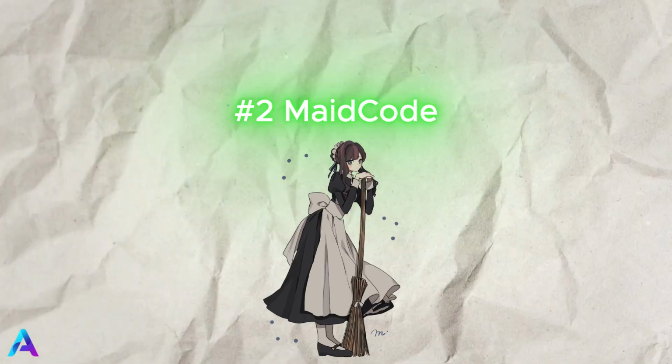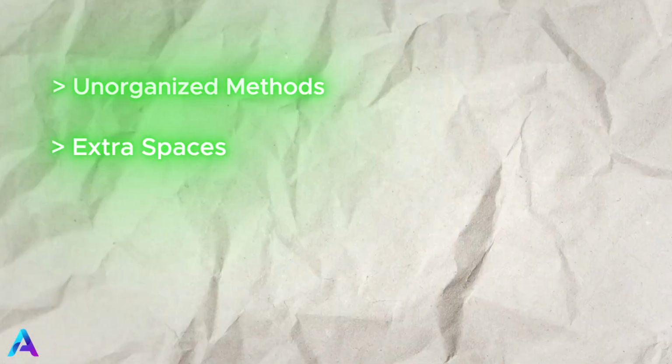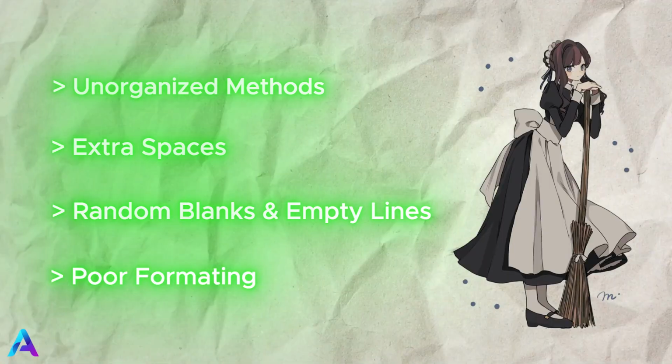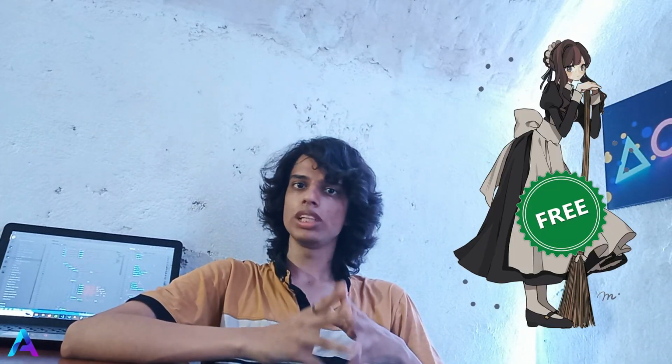Second one, Maid Code, which I believe is developed and created by a weeb, like me. As is clear from the name, Maid, it cleans, but not your house, it cleans your code. Your dirty code. If in your code methods are not organized or there are extra spaces in your code, random blank and empty lines and poor formatting, Maid Code can clean it for you. And all it takes is just one click, because as you might know, Maid Code is free.